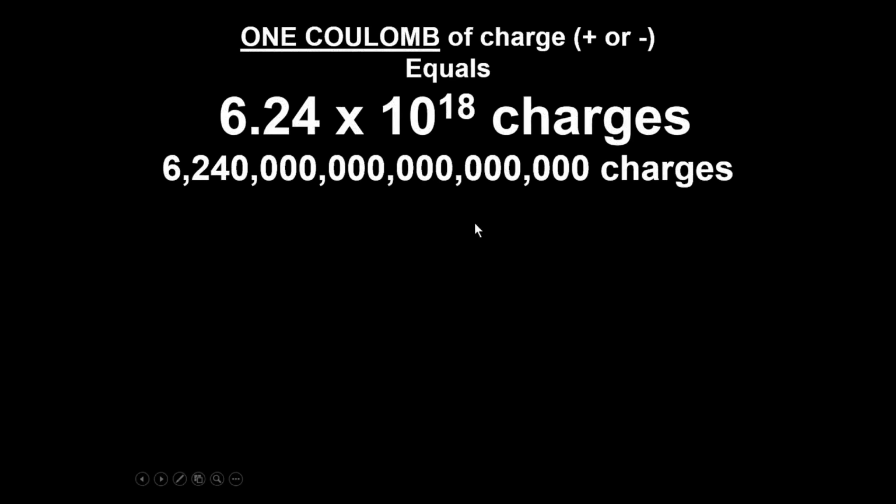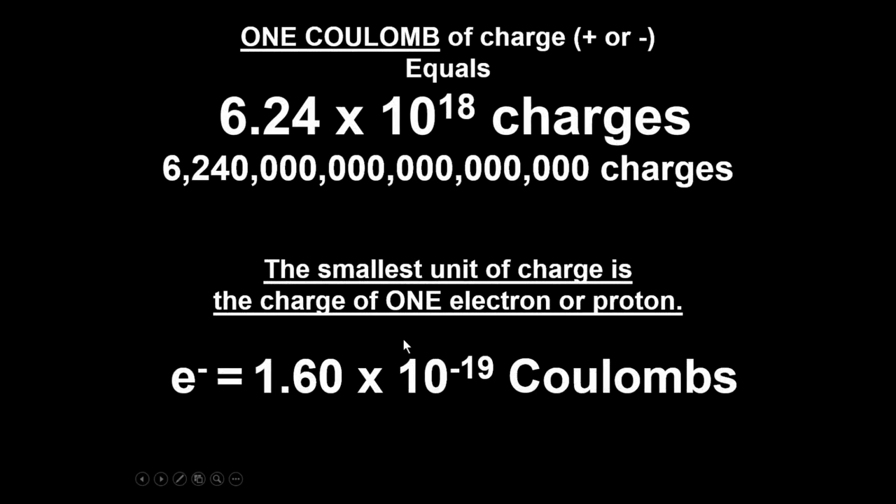Now, if you took the reciprocal of this number, 1 divided by this, this is how many charges make up a Coulomb, but if you took the reciprocal of that, you would get how many coulombs there are per charge. And that's 1.60 times 10 to the negative 19th coulombs. And that's the charge of a single electron. Electron is negative. If we were referring to a proton, it would be an e, but a positive sign. They have the same charge, but opposite.